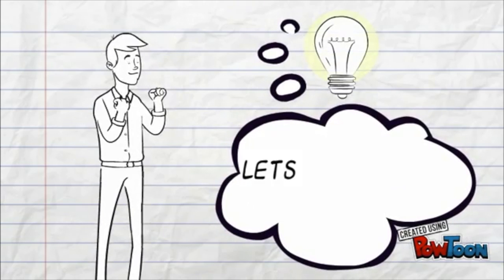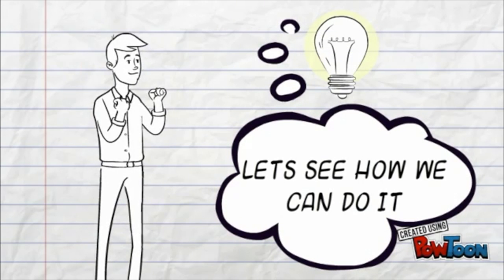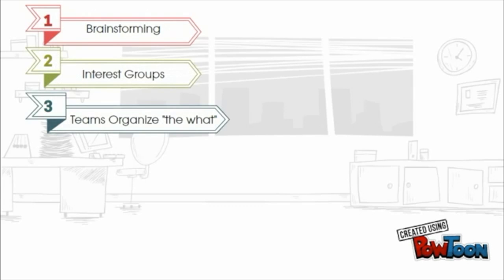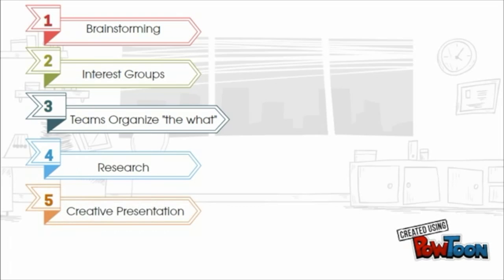Now let's see how we can start to implement this in our own classroom. Step 1, brainstorming. Step 2, forming interest groups. Step 3, organizing the what. Step 4, research. Step 5, the creative presentation. And step 6, the student evaluation.